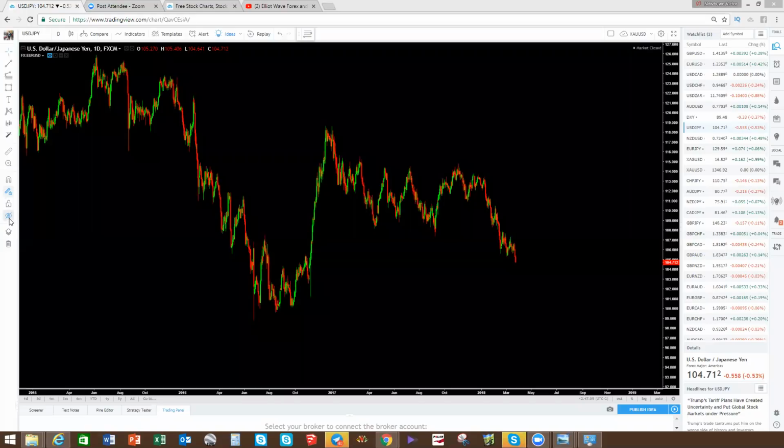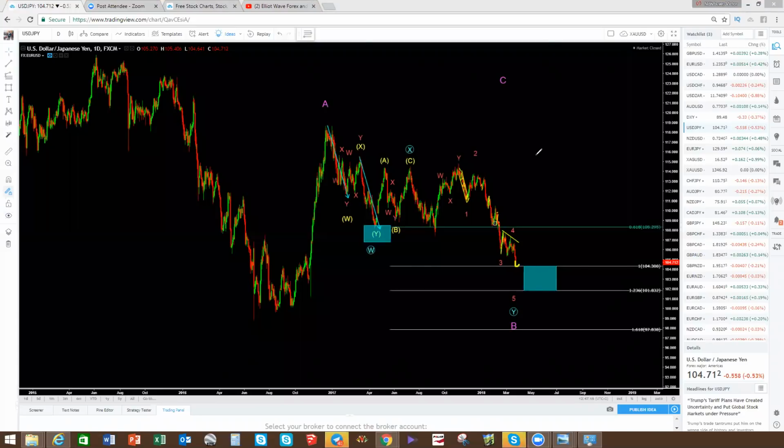If I switch this on, we actually have that blue box projected there. But it doesn't mean that it will reverse here exactly. It may get inside the blue box for a while because we are looking for a move like this. When I show you the structure, if it gives us an ending diagonal here, that ending diagonal can just enter the blue box. And when it enters the blue box, we'll be waiting for a reversal.